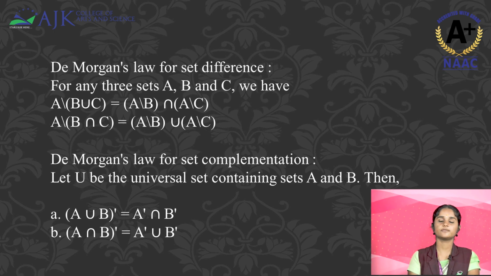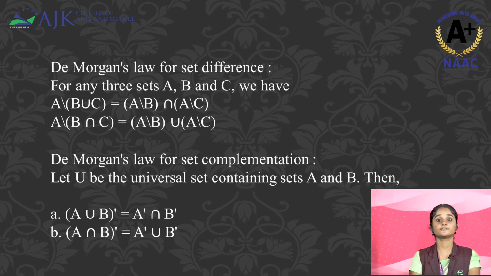Next let us see a very important topic in set theory, De Morgan's law. Let us see De Morgan's law for set difference. We are considering three sets. For any three sets A, B, C, we have A difference B union C equal to A difference B intersection A difference C. In place of difference, I have used a divided symbol here; otherwise, we can use A minus B. Both denote difference. And the second property is A difference B intersection C equal to A difference B union A difference C.